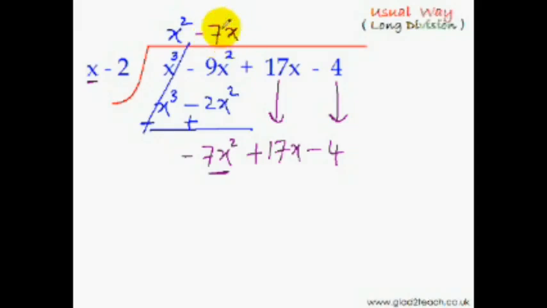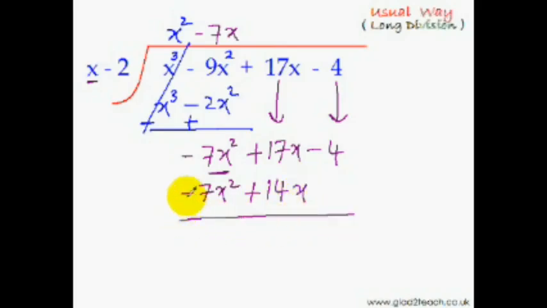And once again we multiply this answer term with all the terms of the divisor. Minus 7x times x will give us minus 7x square. Minus 7x times minus 2 will give us plus 14x. Now once again you subtract it by changing the sign. This is minus 7x square, so it will become plus 7x square. This is plus 14x, so it will become minus 14x. Minus 7x square plus 7x square, they cancel each other out. And 17x minus 14x is 3x. Drop down this minus 4.